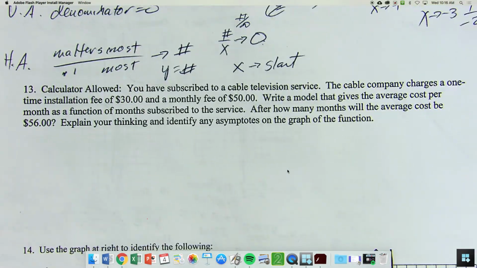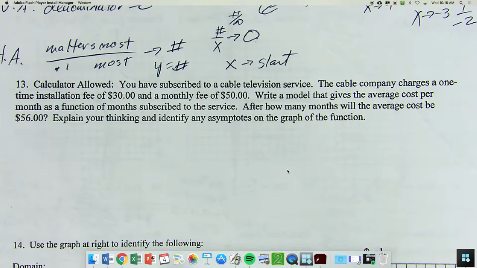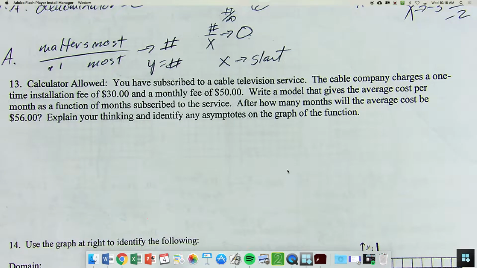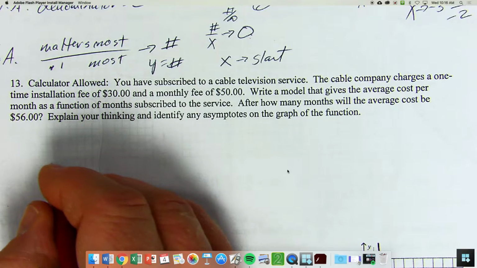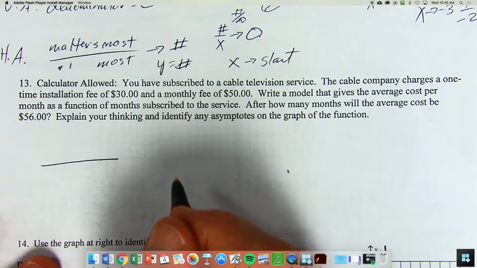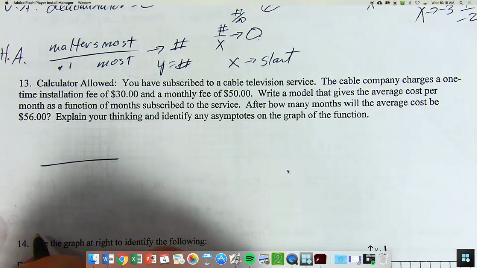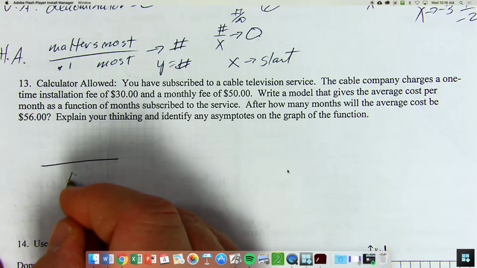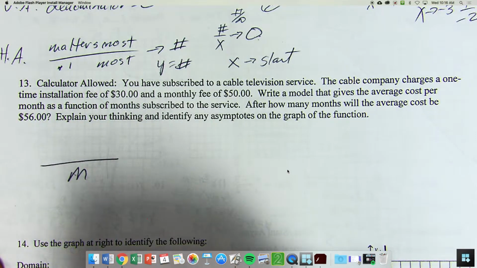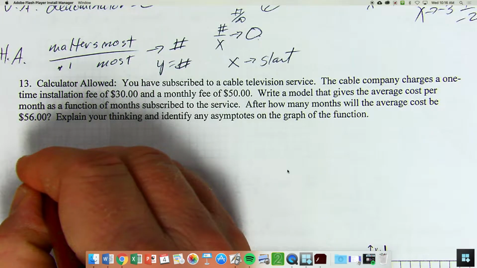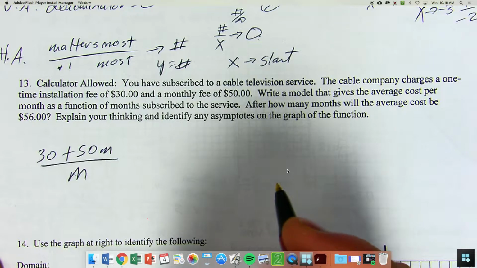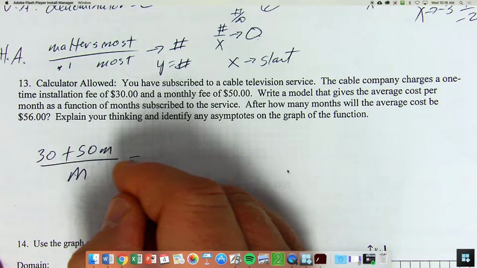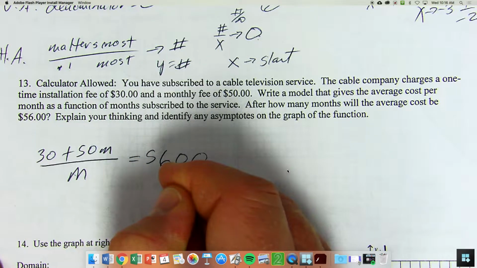Okay? So number 13, calculator allowed. You have to subscribe to Cablevision. The cable company charges a one-time installation fee of $30 and a monthly fee of $50. A model gives the average cost. So average cost means we're going to take the cost per month, right? We don't know how many months we're doing. We'll call it M or X. They do a $30 fixed fee plus $50 a month, and we want that average cost to be $56.